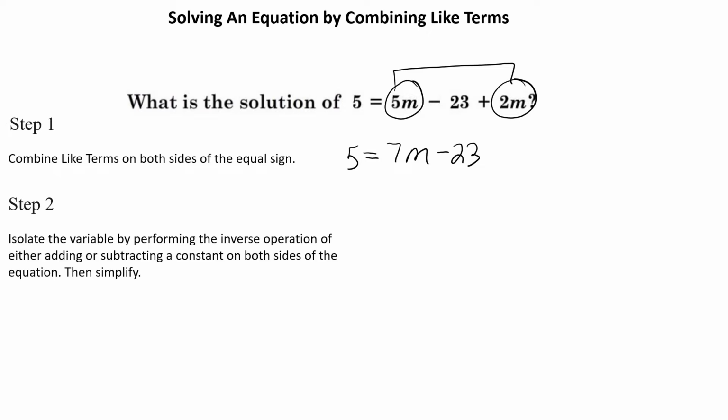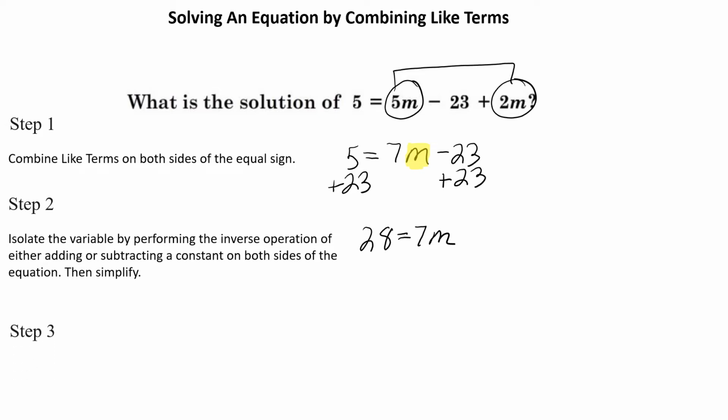Okay, next step. Isolate the variable by performing the inverse operation of either adding or subtracting a constant on both sides of the equation. Since, if you notice here, the m is being multiplied by the 7, but in order to isolate that first, we've got to get rid of the negative 23. So we're going to perform the opposite of that and add 23 to both sides. Okay, 5 plus 23 is going to give us 28 equals 7m.